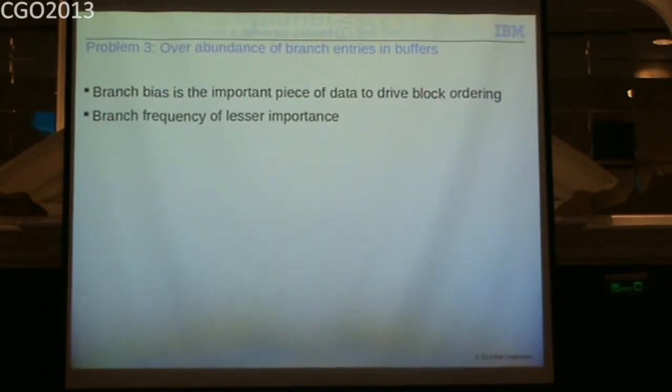The third problem that we sought to address was the overabundance of branch entry information. So if you recall from the two pie charts, we saw that branches take up more space in the buffers, but end up taking a smaller portion of the hash table. And the other thing to note is that branch bias is the important piece of information when you're doing profiling of branches, and frequency is of lesser importance.